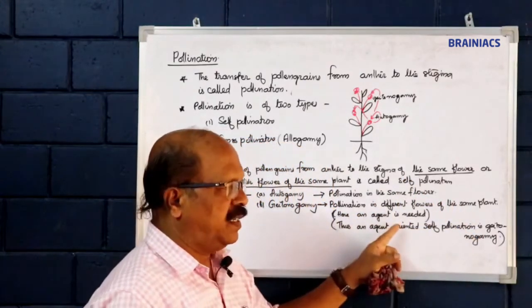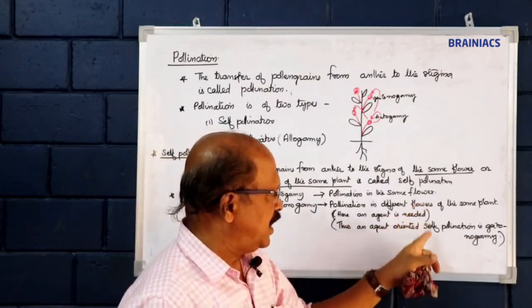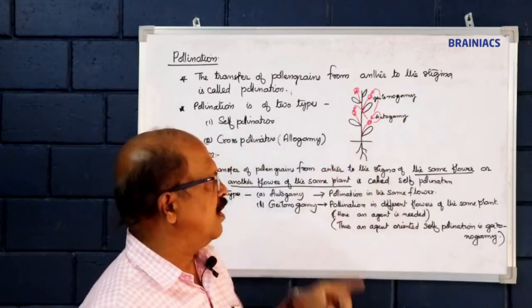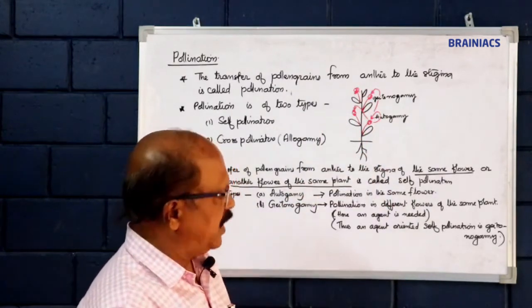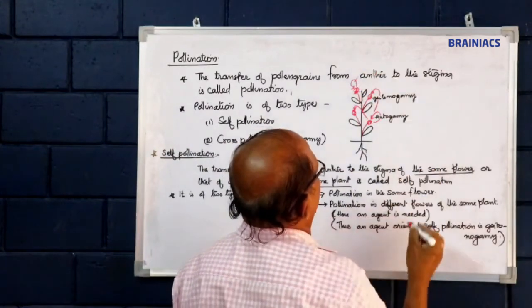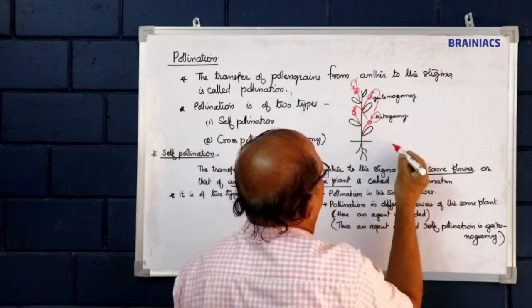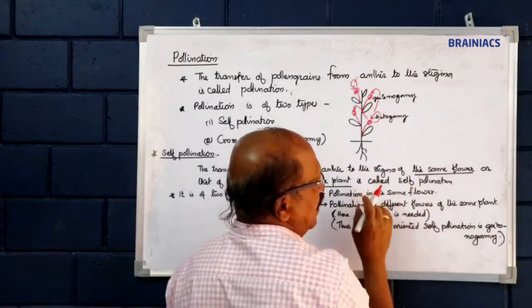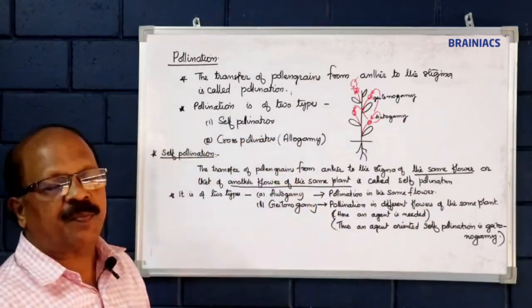Here, an agent is needed. Thus, an agent-oriented self-pollination is geitonogamy. See here the figure. A plant with numerous flowers. Pollination takes place here, autogamy. From this flower to this, geitonogamy, and this to this, geitonogamy, but the agent is needed. Otherwise no geitonogamy takes place, though it is self-pollination.